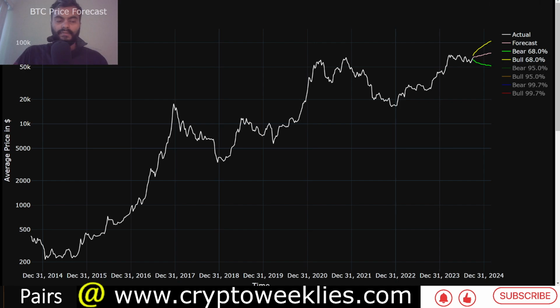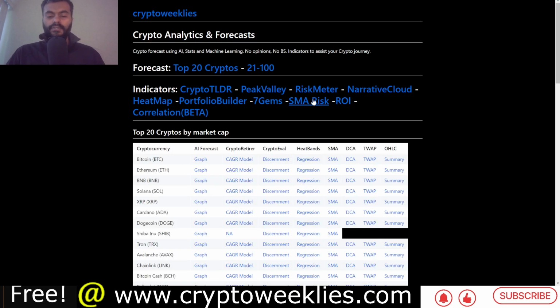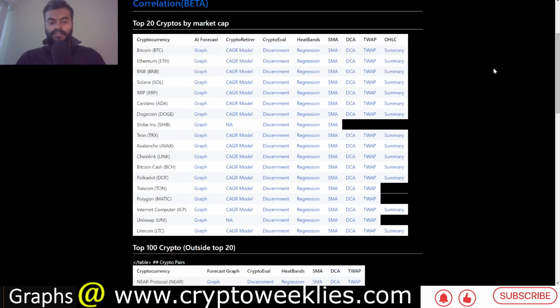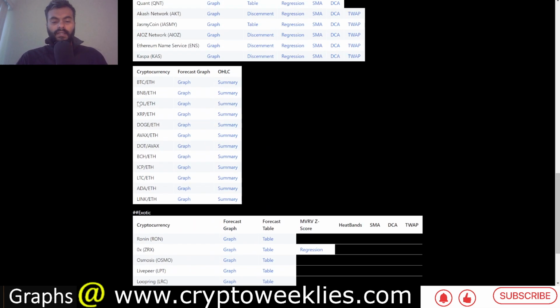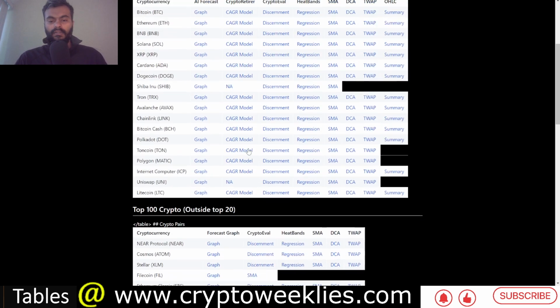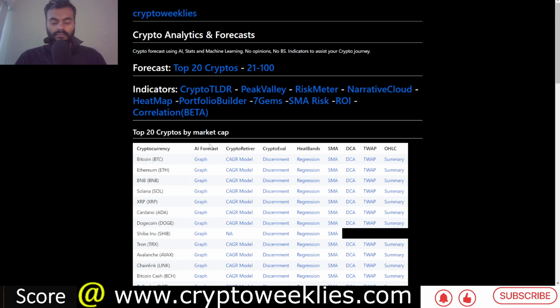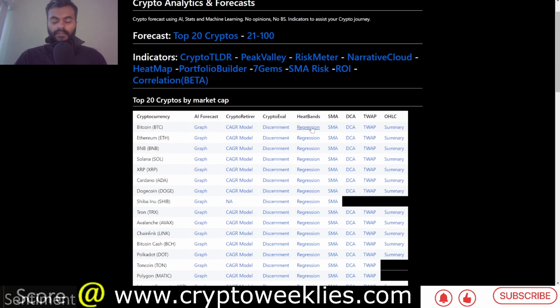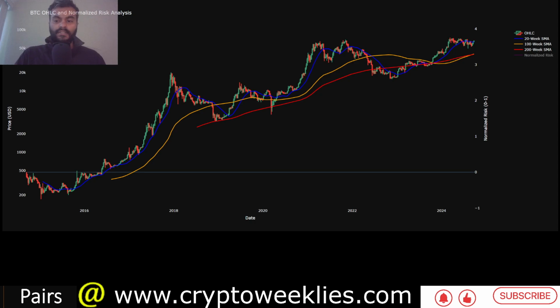All of the content is available on cryptoweeklies.com. This is the home page of the site, and for each crypto there is one row dedicated to it, and all of the content is available on this particular row. This is the USD pair; the ETH and other crypto pairs are available on the third table. But most of the content related to USD is available over here. The chart that we started with was the OHLC chart that we just worked on.